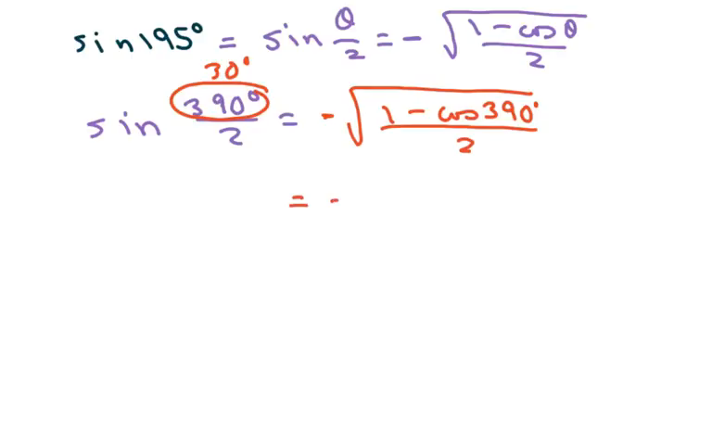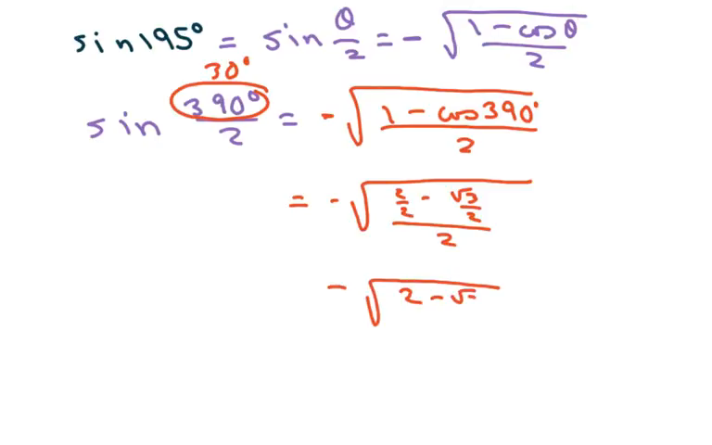So cosine of 390 or 30 is square root of 3 over 2 all over 2. I'm going to go ahead and change this to 2 over 2. I'm going to go ahead and write this as 2 minus square root of 3 over 4, which equals negative square root of 2 minus square root of 3 all over 2. And that's your final answer.